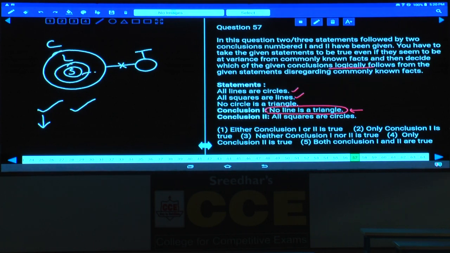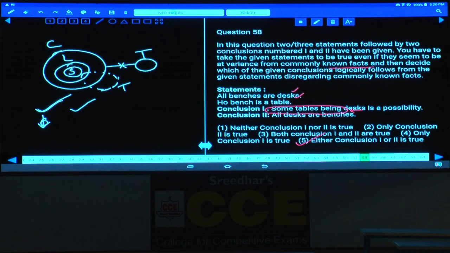Tell me whether I can draw some lines are triangles like this or not. If you draw triangle like this, no triangle is a circle, that statement will be false. As the statement is invalid, hence alternate diagram cannot be drawn. Hence it will be true forever. Then what is your answer here? Both 1 and 2 follow, choice 5. Clear now? Alternate diagram not proven, then the previous conclusion will be true forever.